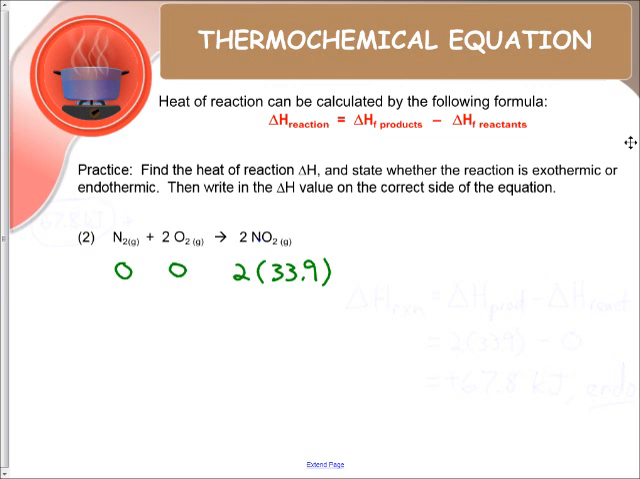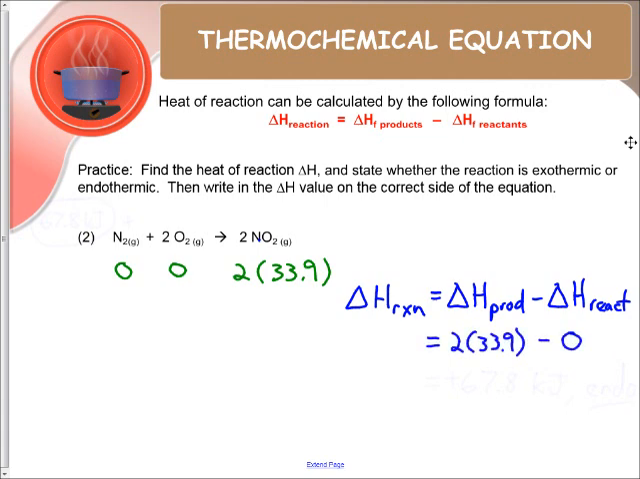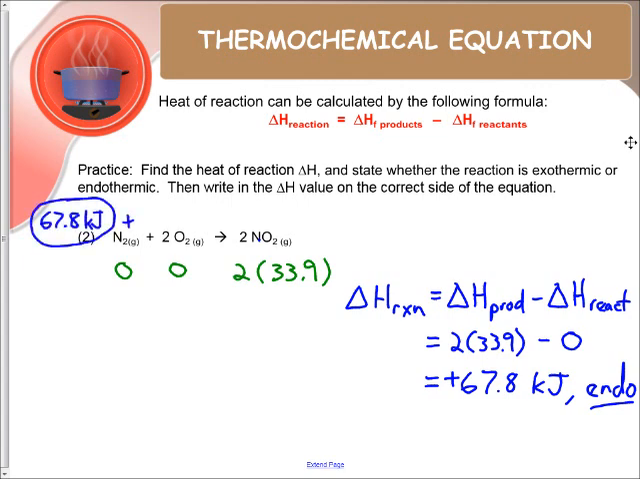So when we go over here, our change in H for the reaction is products minus reactants. We have for our products 2 times 33.9 minus 0, which means our final answer is a positive 67.8 kilojoules. So automatically we know it's positive. We know this is endothermic, and because it's endothermic, it's going on the reactant side.